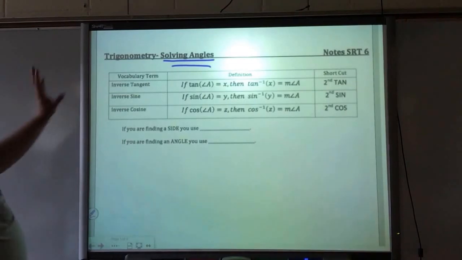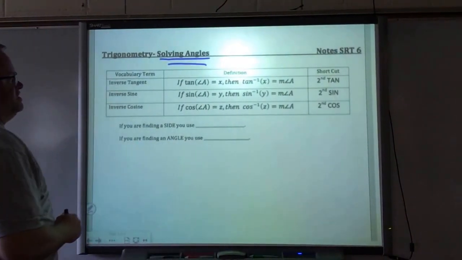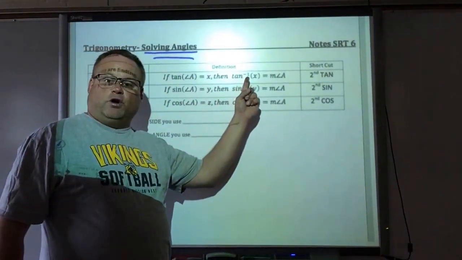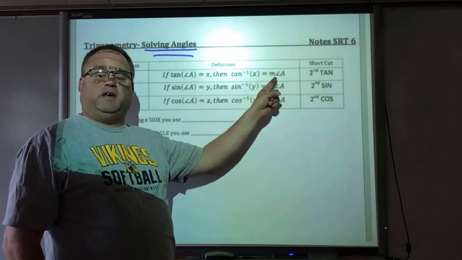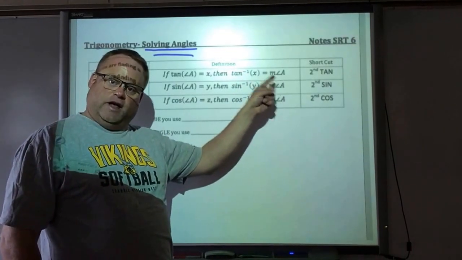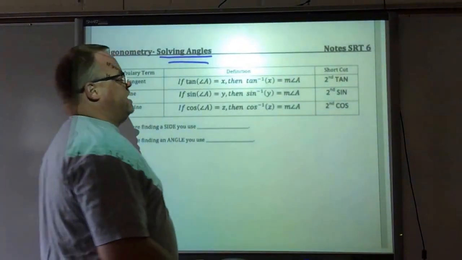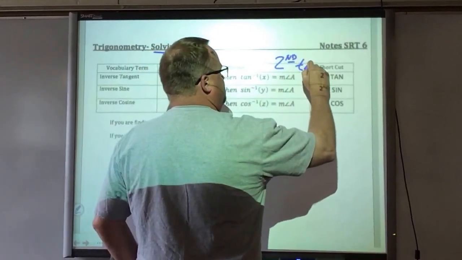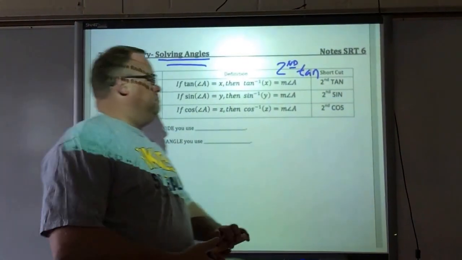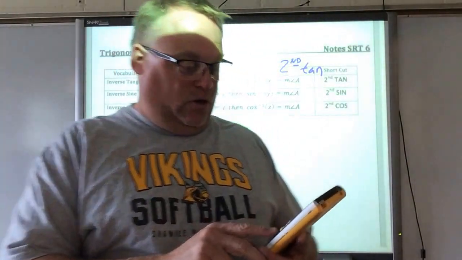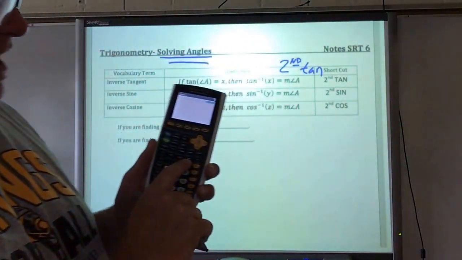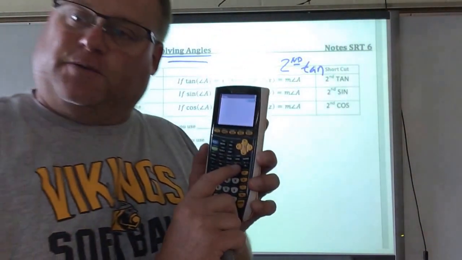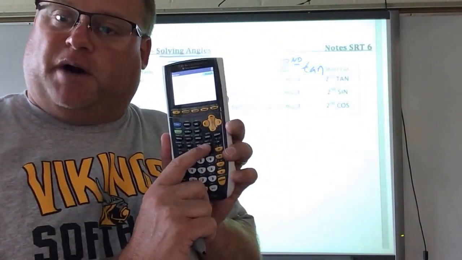So here we go. Vocabulary terms at the top. It says inverse tangent. If the tangent of angle A is equal to x, then tangent to the -1, what we call the inverse, must be equal to the measure of angle A. Okay, the inverse. Now how do we do that? Well, in our calculator, we're going to hit second, and then we're going to hit the tan button. As you look at this, I'm going to get up close, nice and easy. You can see the tangent button right there.